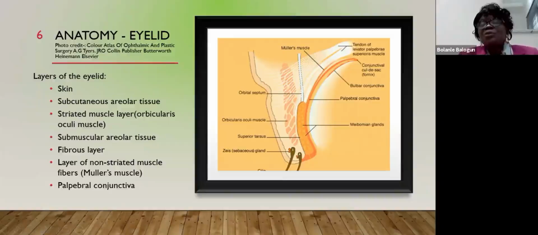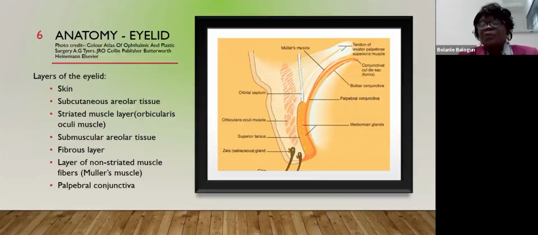The orbital septum runs from the orbital rim to the tarsal plate, and the levator tendon inserts above and anterior to the tarsal plate. The meibomian glands are very important. They're in the tarsal plate, with their secretions. But for the purposes of this talk, the important thing to know is that the eyelid is divided into the anterior lamella and the posterior lamella.